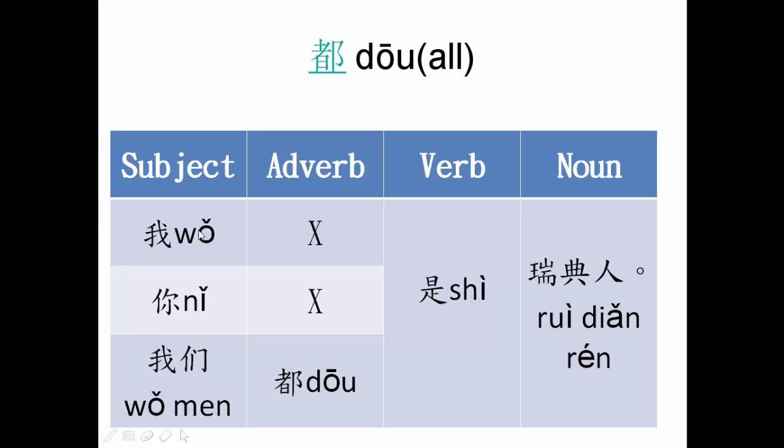瑞典人. So the sentence structure order is 我是瑞典人, 你是瑞典人, 我们都是瑞典人. If you want to put dōu, we have to put dōu between the subject and the verb.